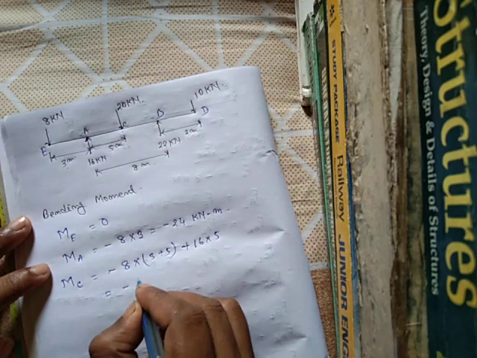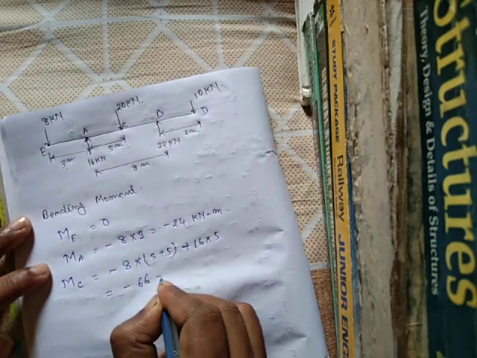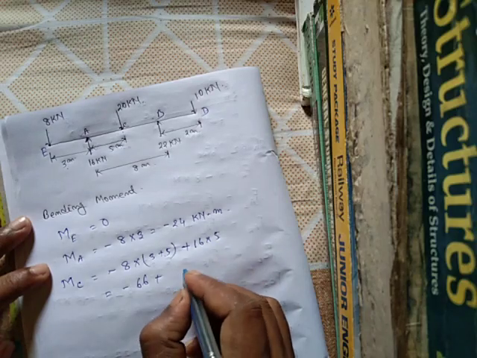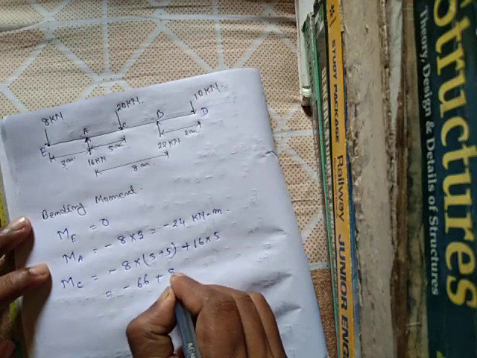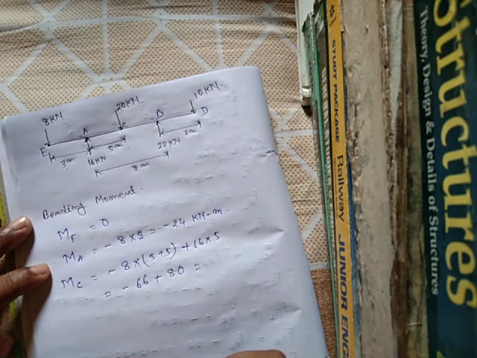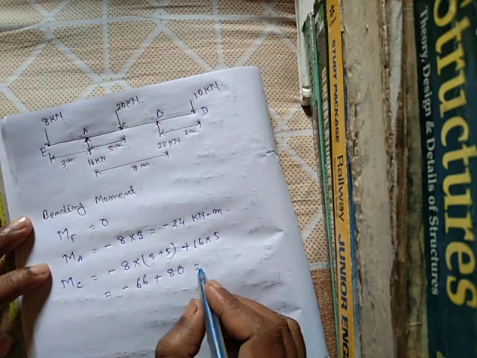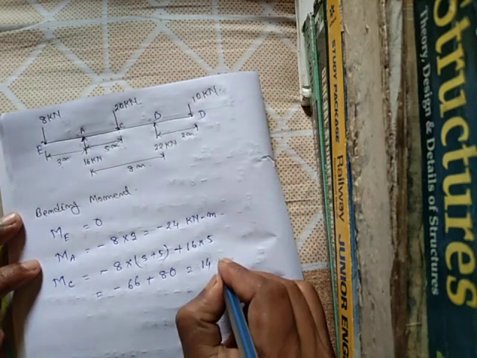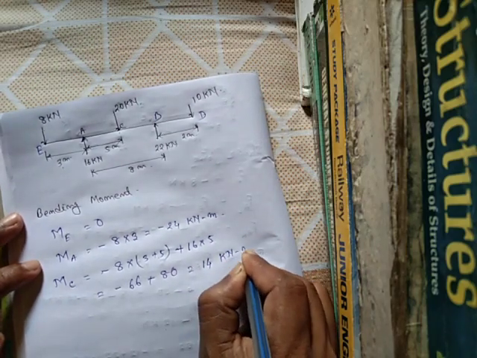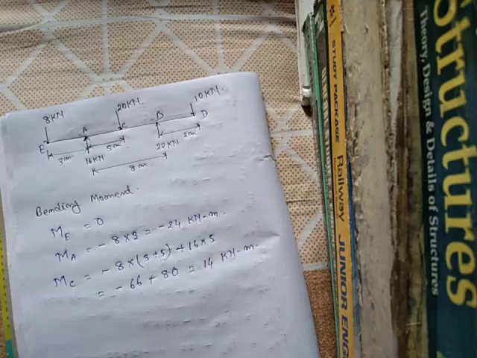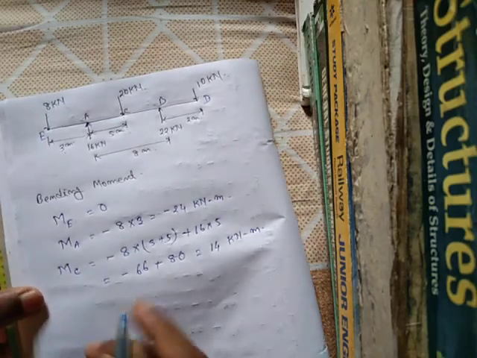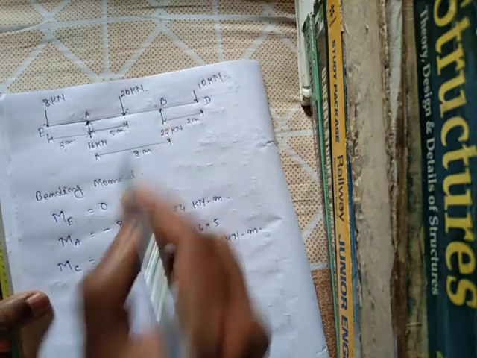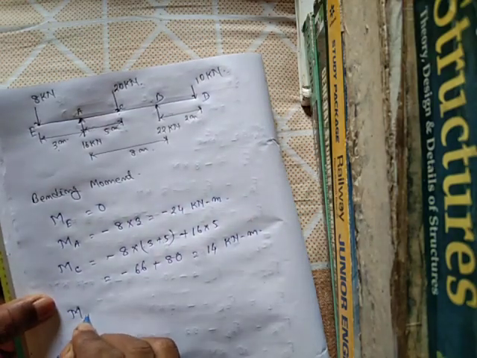Minus 8 into 8 is 64... so minus 64 plus 5 into 16, it's 80, which equals 14 kilonewton meter. It is a linear equation form. Now find out the moment about point B.